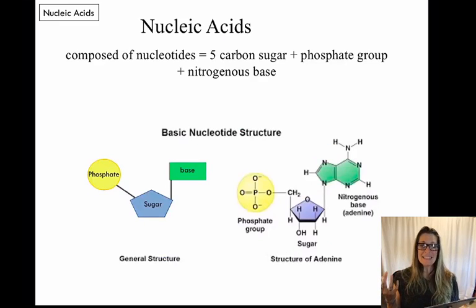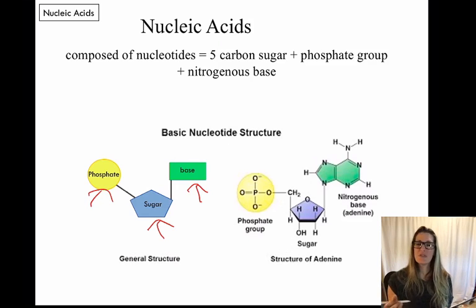Nucleic acids. Okay, so nucleic acids get their name because they're composed of nucleotides. A nucleotide is a 5-carbon sugar plus a phosphate group plus a nitrogen base. Here is your sugar. Here is your base. Here is your phosphate group. I don't know if that looks familiar to you, but after you've taken genetics, it most definitely will. Nucleotides are the basis for DNA and RNA.